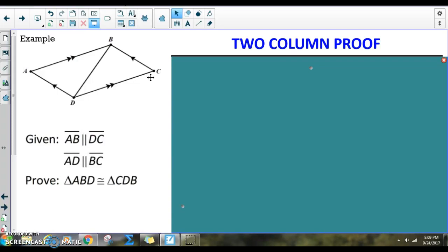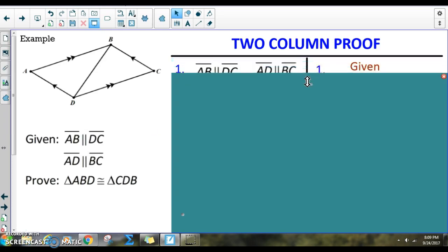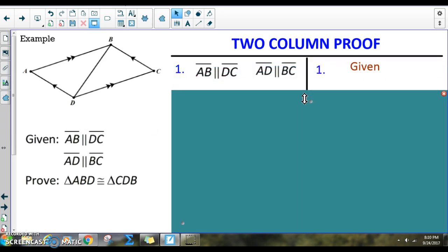So this first proof we're going to do in 2-column format, and let me go over the information with you. So we have AB is parallel to DC and AD parallel to BC, and we are trying to get these 2 triangles congruent to each other. Right now we have no information, no sides or angles that we know so far. Normally in a 2-column proof, we start with the given information, so that's what I'm going to do here. So we just relist the given information from the original problem.